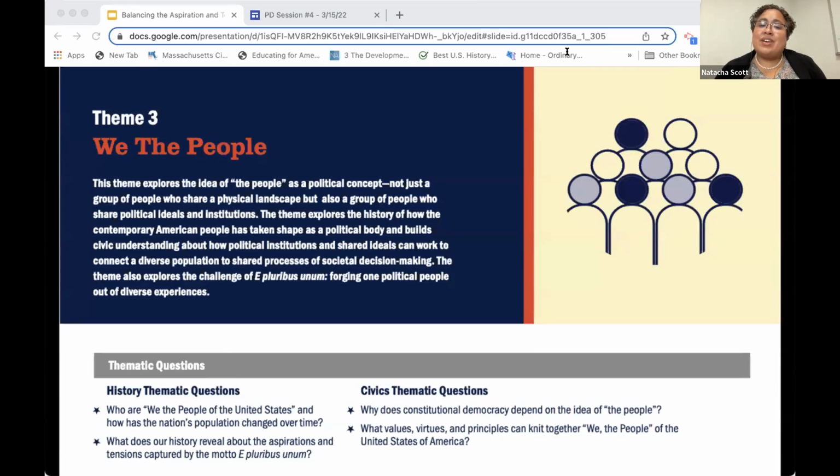And then we have those civic thematic questions that really have us thinking about why constitutional democracy depends on the idea of the people. What values, virtues, and principles can knit together we the people of the United States of America? So you can see how these thematic questions start to spark some thinking about how our population is connected, how it has changed over time, and this concept of the people, which we're going to dive into.